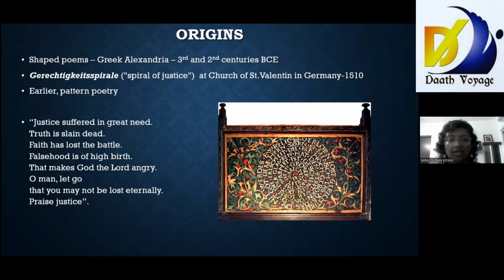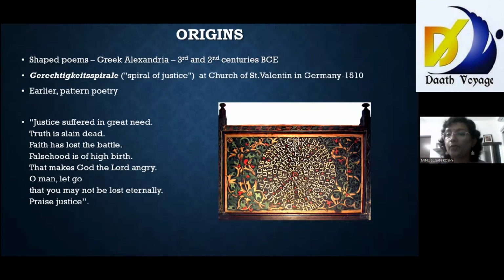Justice suffered in great need. Truth is slain dead. Faith has lost the battle. Falsehood is of high birth that makes the Lord angry. Oh man, let go that you may not be lost eternally. Praise justice. So it is a spiral of justice. It talks about justice, and these words are inscribed in the shape of a spiral.